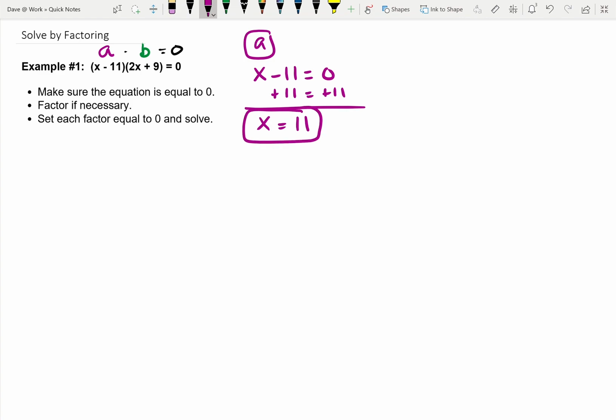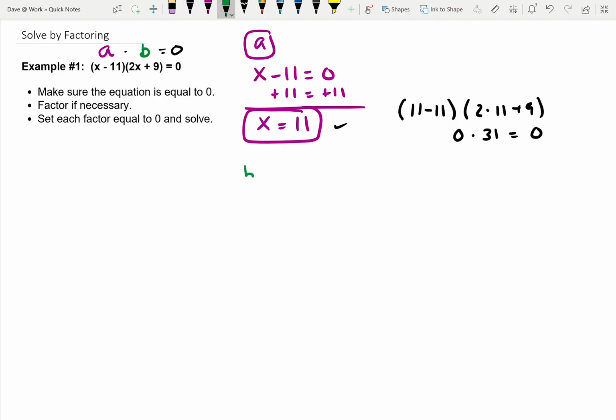Just to emphasize what I'm trying to get at, I can go back and plug it into the original expression: 11 minus 11 times 2 times 11 plus 9. What's important to understand is 2 times 11 plus 9 is not going to be 0. In fact, in this case, it's 31. But the fact that I have 11 minus 11 equal to 0, 0 times 31 happens to equal 0. So yes, this does work out as one of the answers.